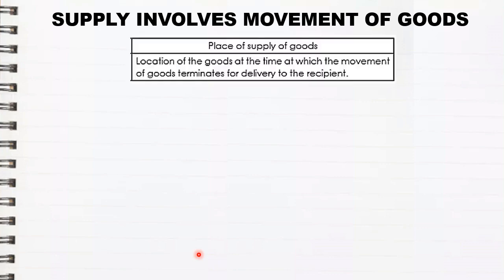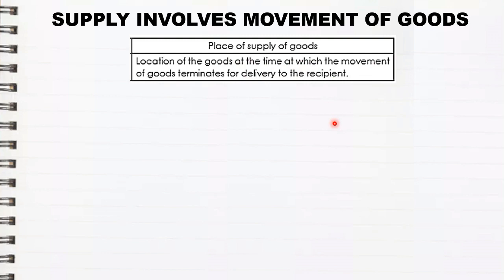The very first rule is supply involves movement of goods. Now movement of goods basically means from one place to another place. If the goods have been moved, then how is the place of supply determined? The place of supply of goods will be determined based on the location of the goods at the time at which the movement of goods terminates for delivery to the recipient. Meaning, when the goods finally reach, that place will become your place of supply.